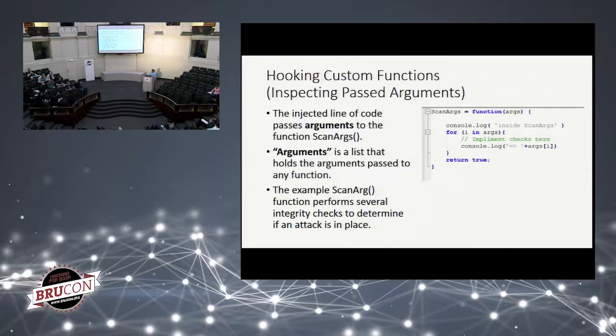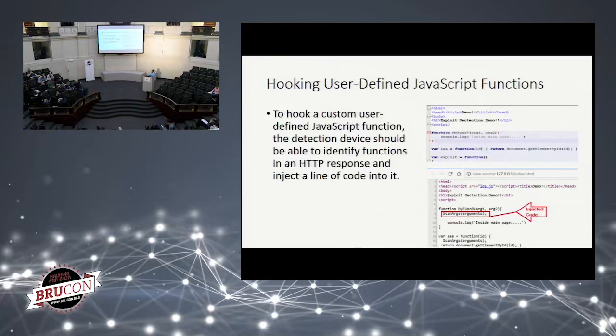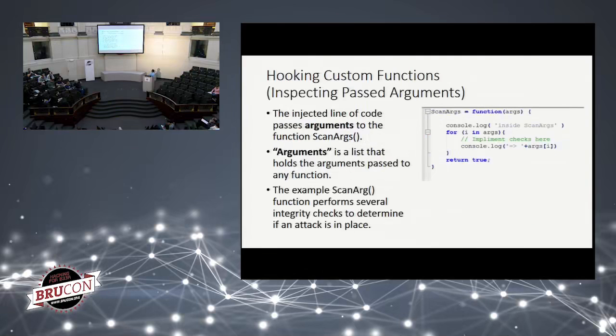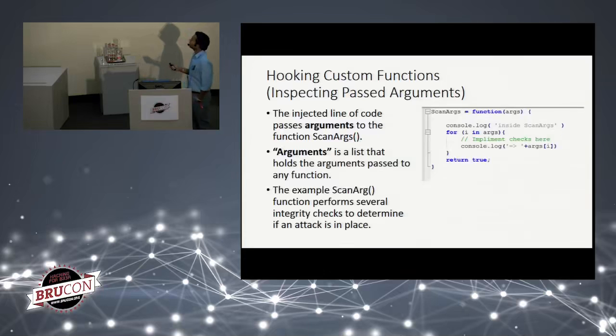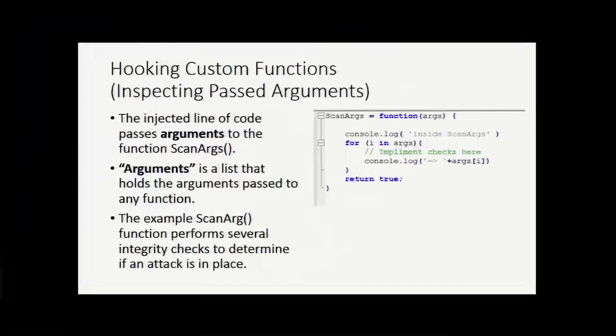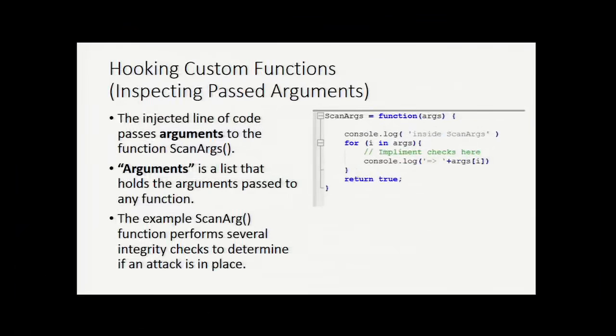In the previous slide, we saw that there is a scanargs function defined. This is how the scanargs function looks. It takes the arguments, and from the argument list we can iterate through all the arguments and implement checks on whether the argument being passed to the function is malicious in nature or not. So this is all about hooking custom functions.